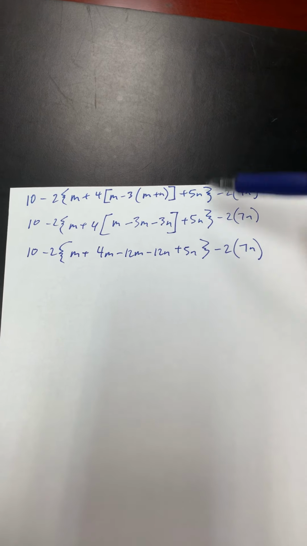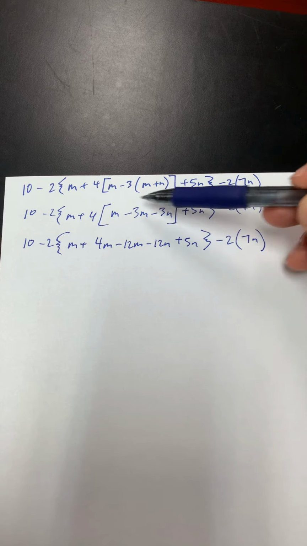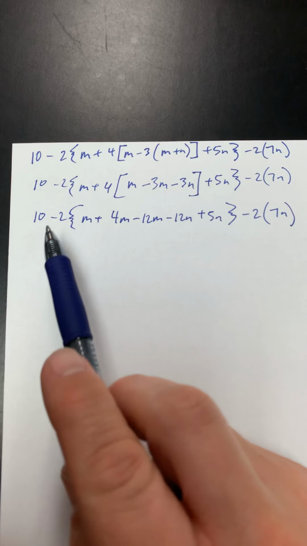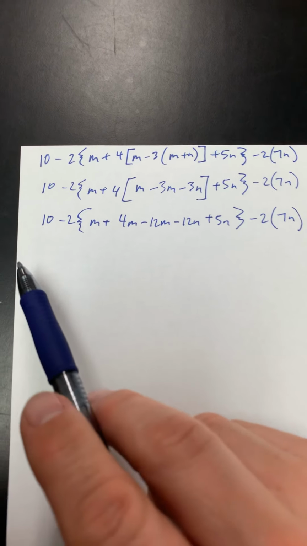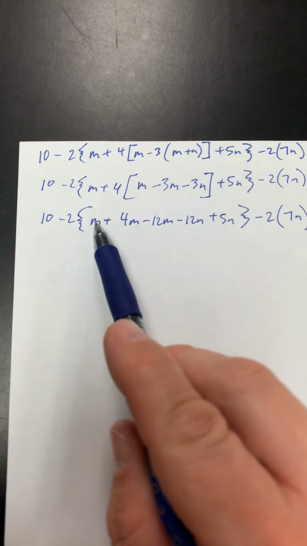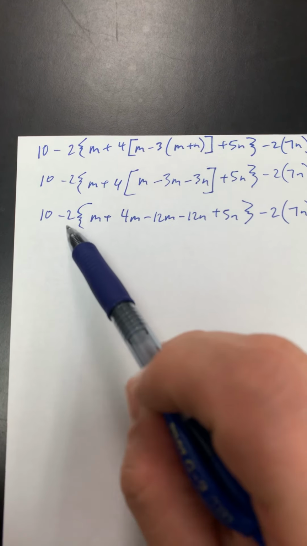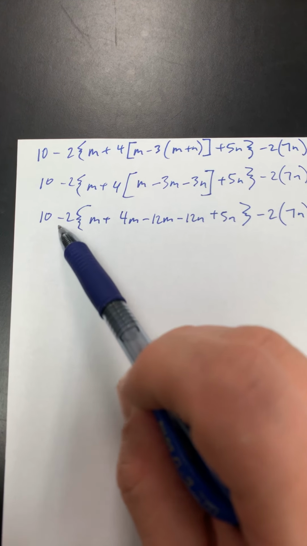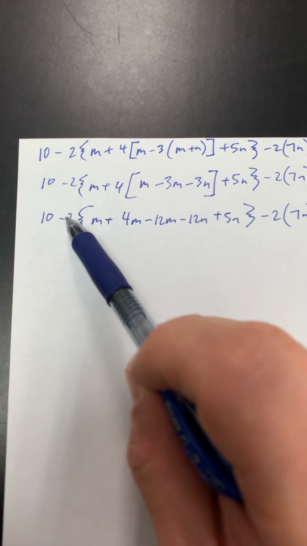Now we've removed the parentheses and we've removed the brackets. Now let's go ahead and remove these squiggly brackets. So we're going to distribute. Notice what we're not going to do. We're not going to go 10 minus 2 is 8 and then 8 times m. No. We multiply before we add or subtract. So we're going to distribute this negative 2.